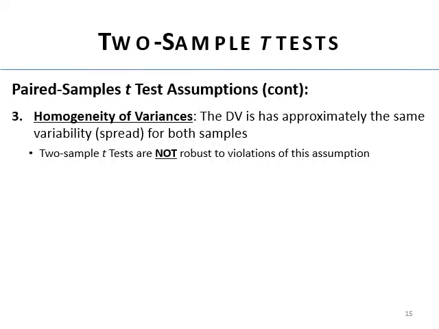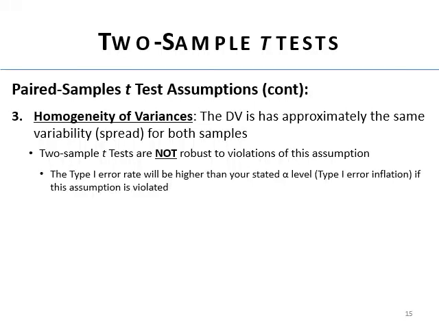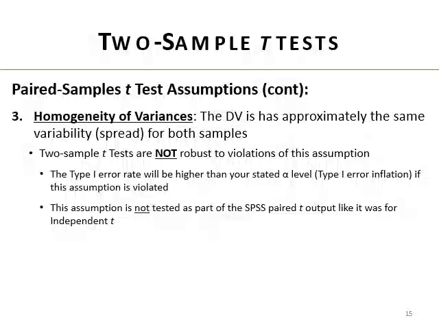So again, two sample t-tests are not robust to violations of this assumption. The type 1 error rates will be higher than your stated alpha level if this assumption is violated. So again, type 1 error inflation. And it's not tested as part of the output like it was for independent t. Why? I don't actually know. It's just not. So if you want to test it, you've got to go through a different procedure to test it.